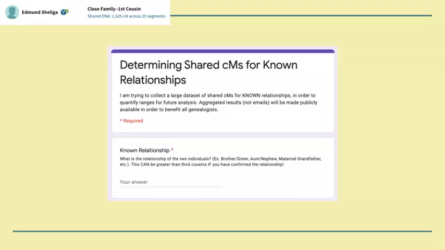So when you click here, it just brings up a Google form. For this example, we're going to use that known relationship I have with my grandfather. The first question is known relationship: what is the relationship of the two individuals? And he gives some examples. It says this can be greater than third cousins if you have confirmed the relationship. These are not assumed relationships. You should know that this is a known relationship. So I would put that this is my paternal grandfather in that field.